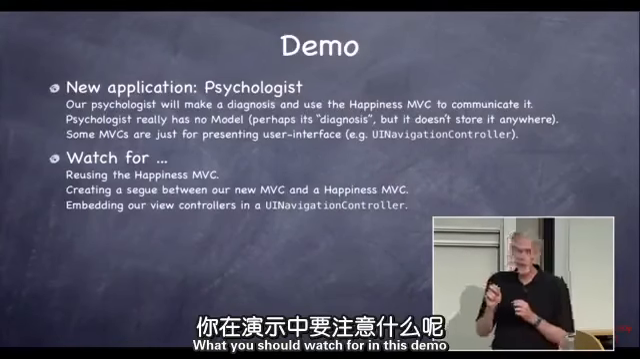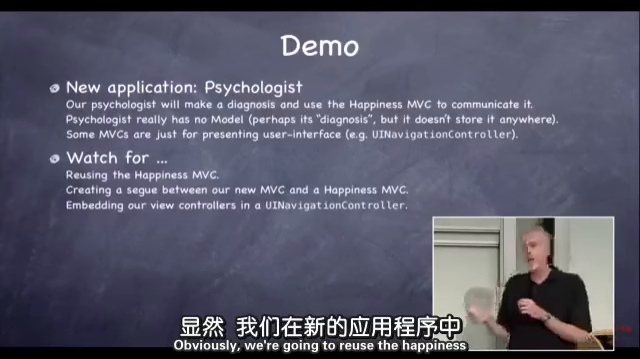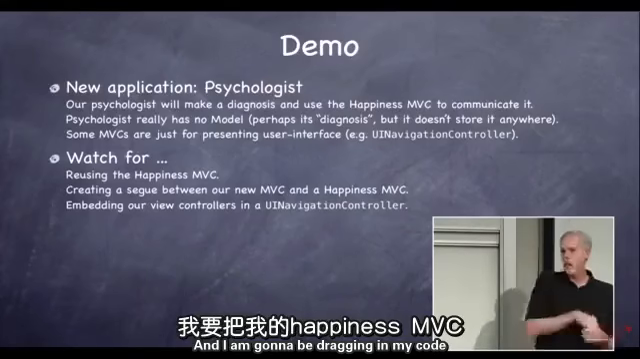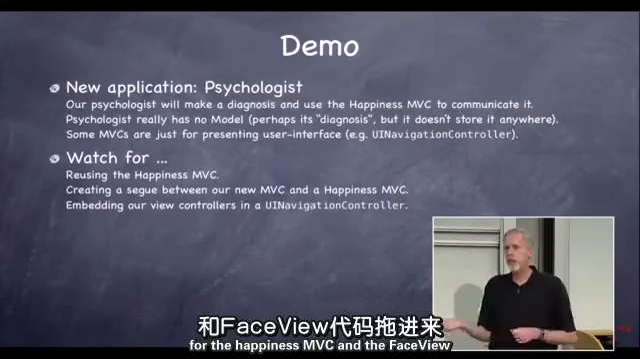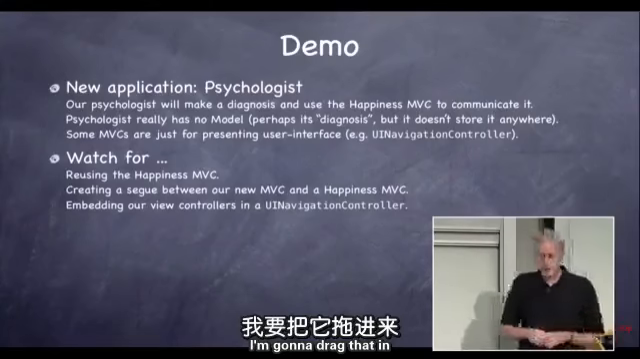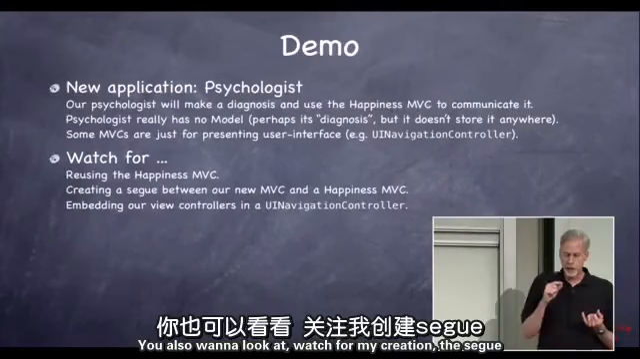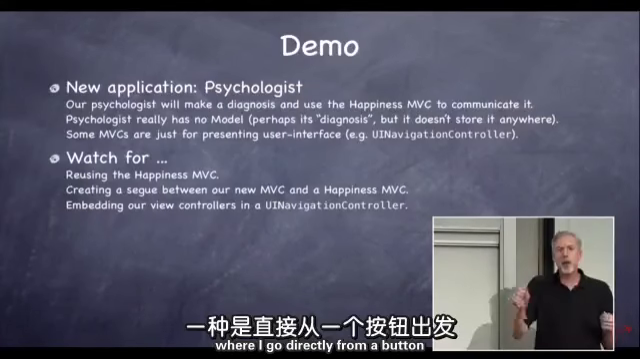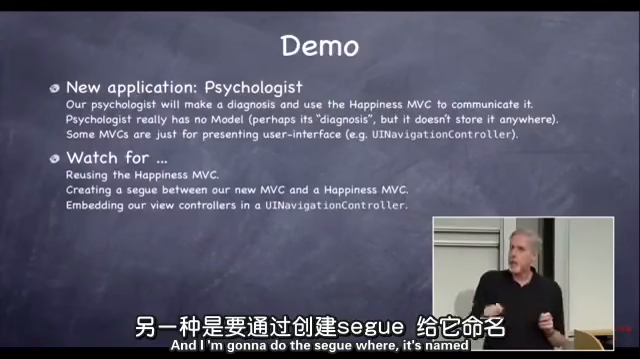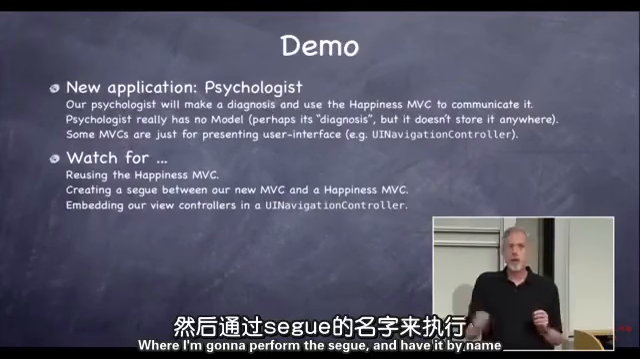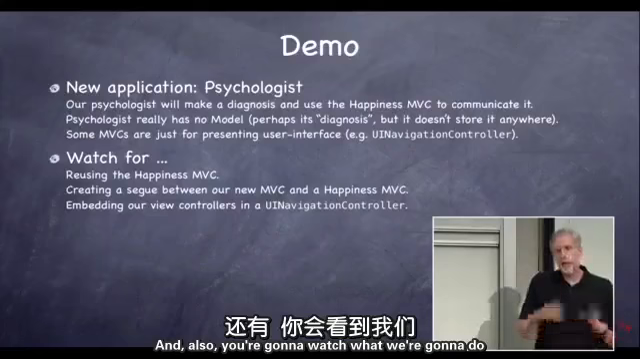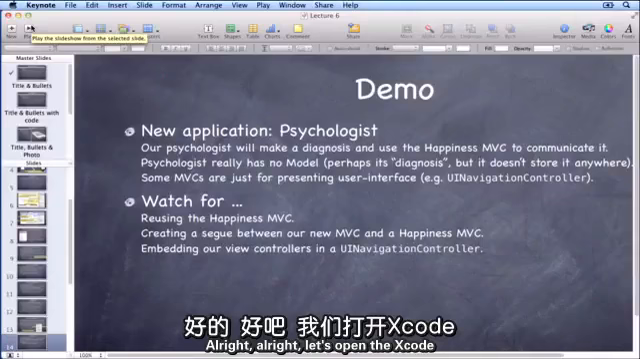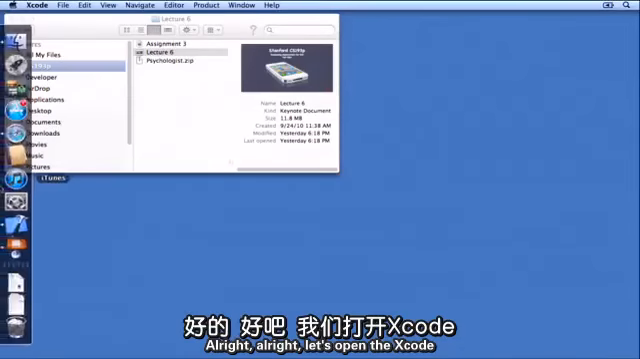What you should watch for in this demo, obviously we're going to reuse the happiness MVC in a new app. I'm going to start a new app from scratch, and I'm going to be dragging in my code for the happiness MVC and the face view. You also want to watch for my creation of the segue. I'm going to do both the segue where I go directly from a button, and the segue where I perform it in code by name. And also, we're going to do this inside a navigation controller. All right? All right, let's do that.